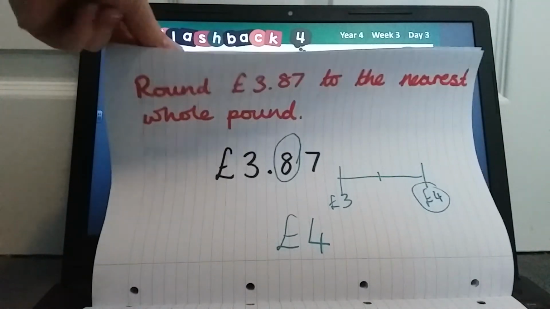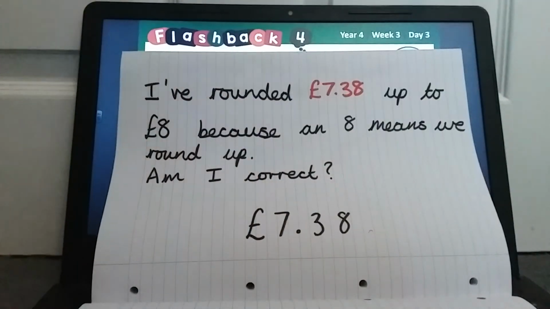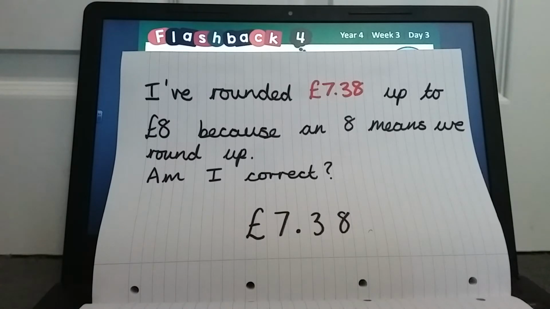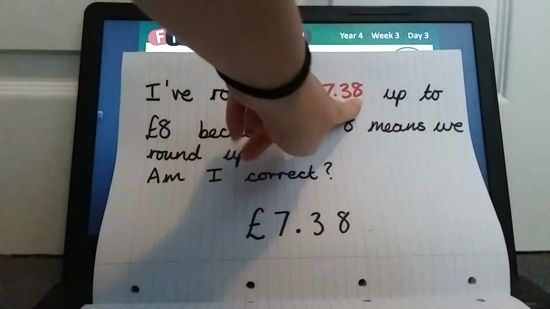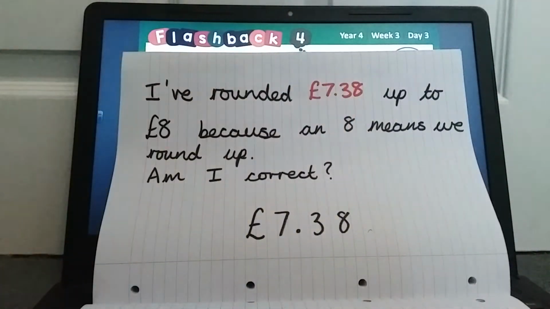Now, I've had a go at a question here, but I'm not sure I've got it right, so I need you to check for me. I've rounded £7.38 up to £8 because an 8 means that we round up. I've got an 8 in there, so I think that means I've got to round up. Am I correct? So what mistake have I made?